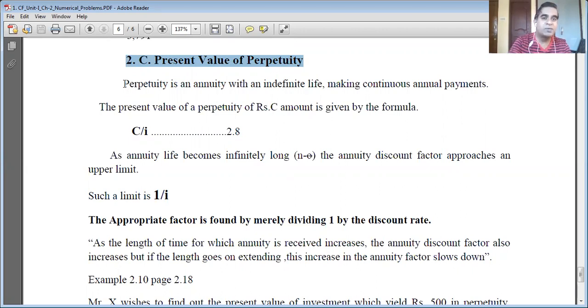So students, please pay attention. First, let us understand what is perpetuity. Perpetuity is also an annuity, but it is different. Pay attention. Perpetuity is an annuity with an indefinite life. So perpetuity is an annuity with an indefinite life.